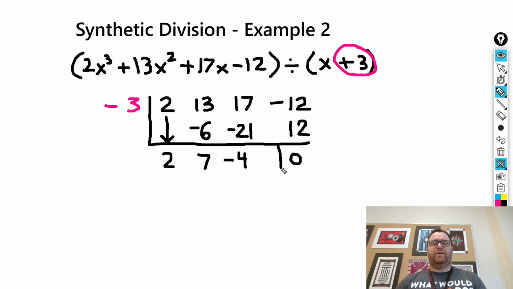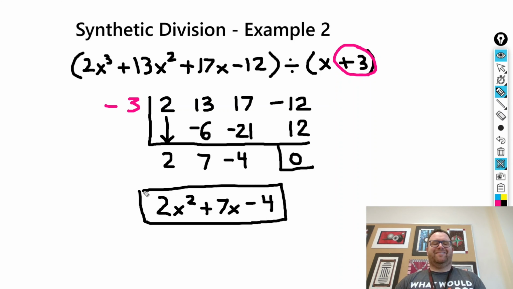Remember, this last number here is our remainder. So we have a remainder of 0, so no remainder. So we're dividing x cubed by x, so we're going to move down to x squared. So we have 2x squared plus 7x minus 4 as our solution for this example.